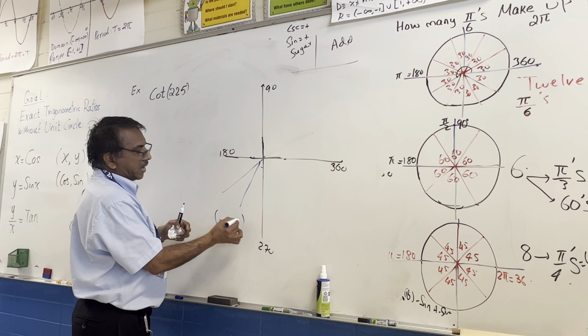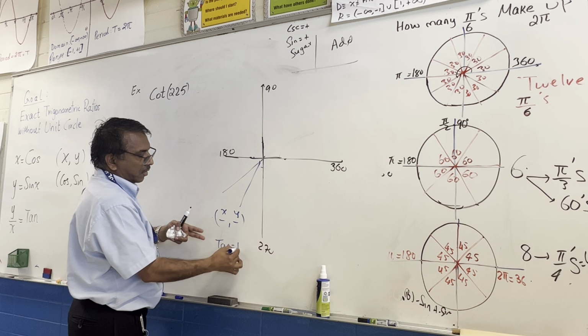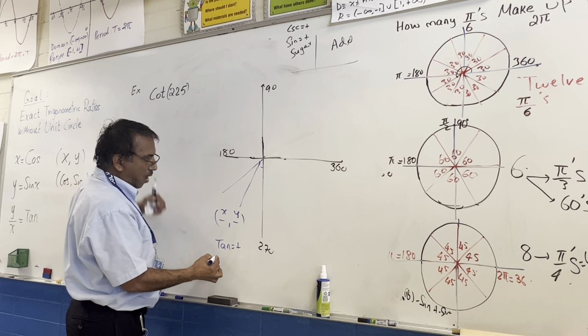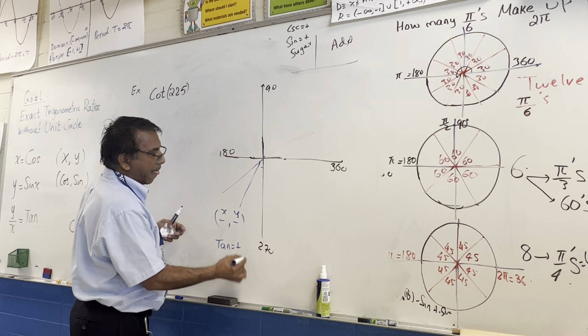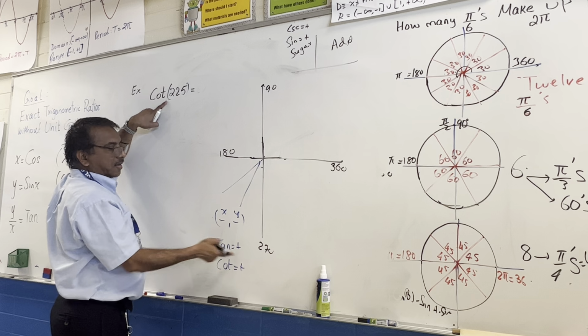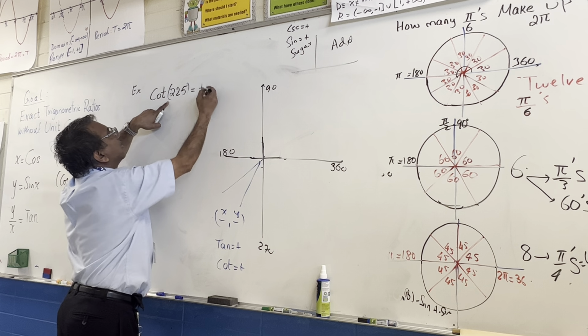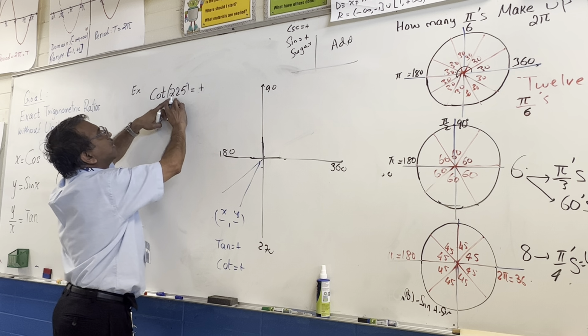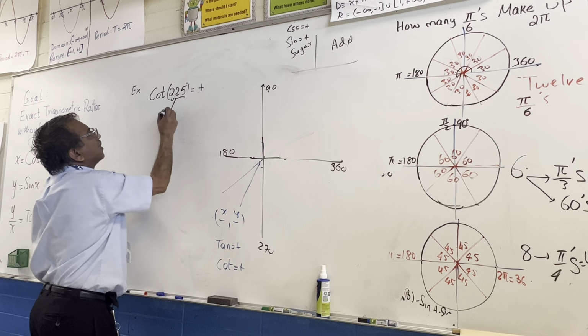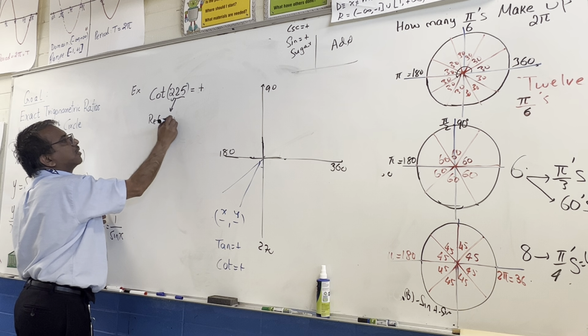Both x and y are negative, and remember here tan is positive. If tan is positive, that means cotangent also is going to be positive. So because it is in the third quadrant, we put plus here first of all, and then we need to know the reference angle. This is where the problem lies.